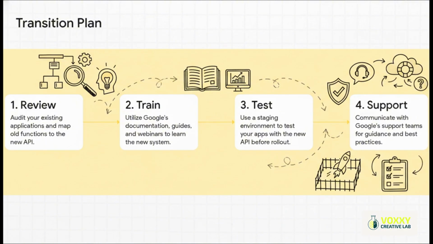Google's putting out a ton of guides and webinars. Use them. The third step is maybe the most important. Test. Set up a sandbox, a safe space to try everything out with the new API before it ever touches your live campaigns. And finally, use your support lines. This is a huge change, and Google's teams are there to help you through it.